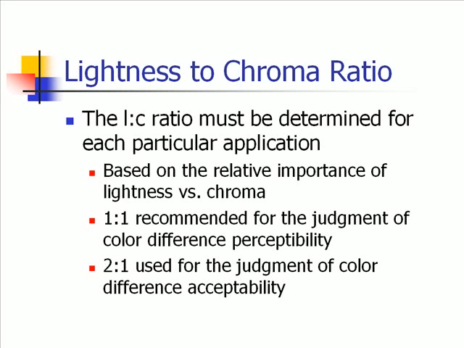You can use a 1-to-1 lightness to chroma ratio, which is generally recommended for judgment of color difference perceptibility. And 2-to-1 is used for judgment of color difference acceptability. In most cases where I've seen CMC used in industry, they use 2-to-1. And that's kind of the default value unless you find out a different value works better for your data than 2-to-1 does. But that's kind of where everybody starts.